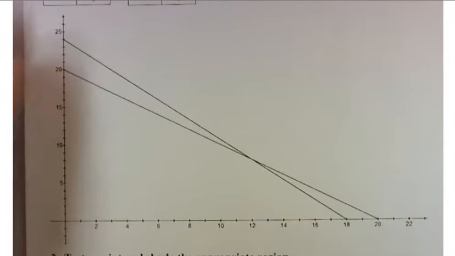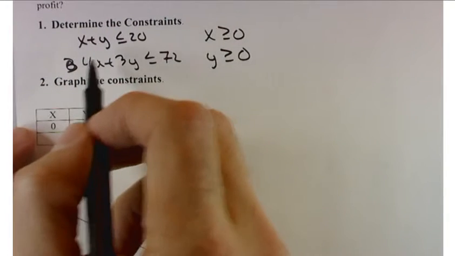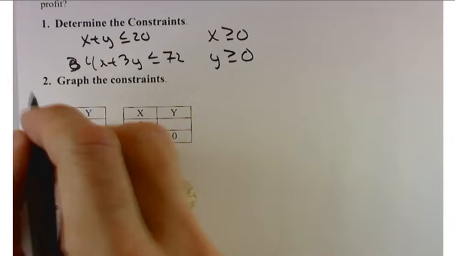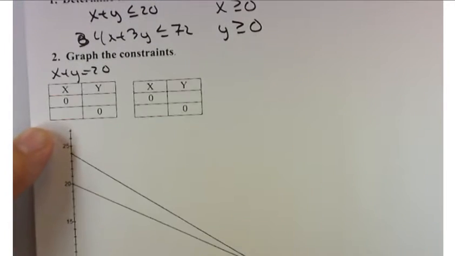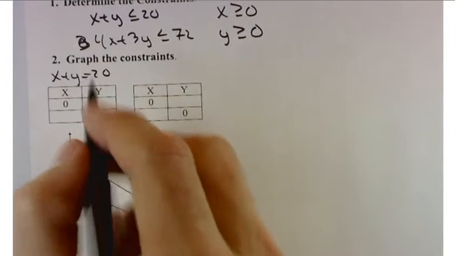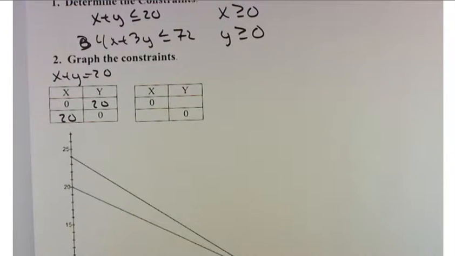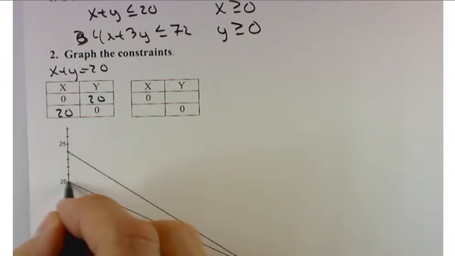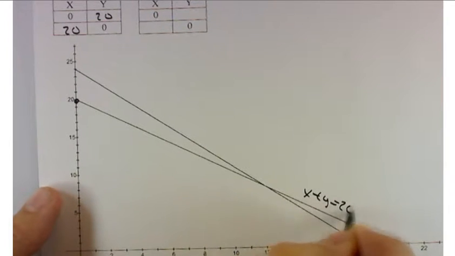Now, as far as the rest of this is concerned, when graphing these things, what I always suggest to my students is that you plot the X and Y-intercepts. So as far as X plus Y equals 20, let's work with that one. If X is 0, Y is 20. If Y is 0, X is 20. That's pretty easy. And that pretty clearly pins down this line as being the line X plus Y equals 20.